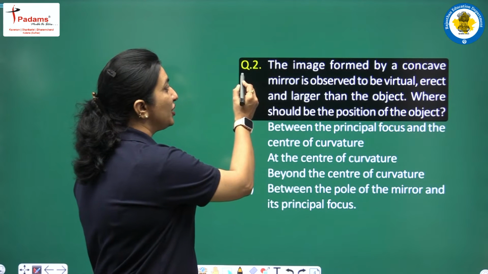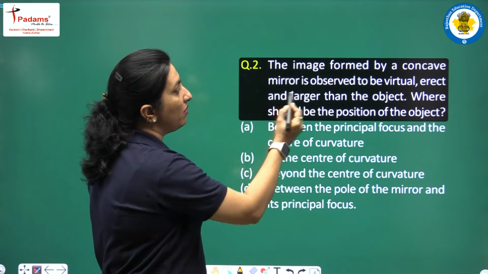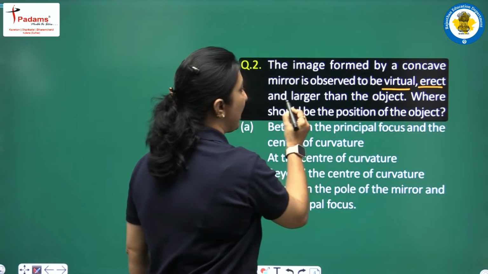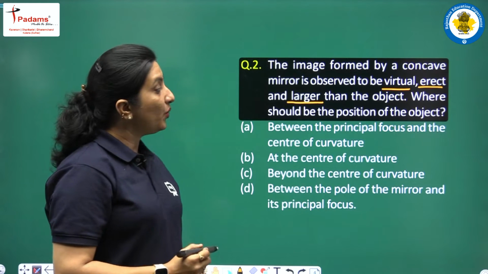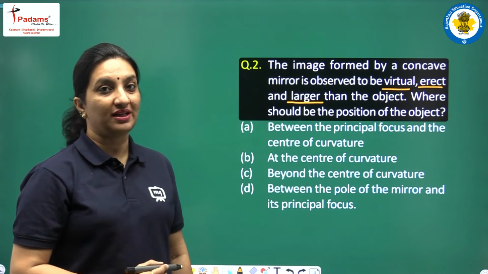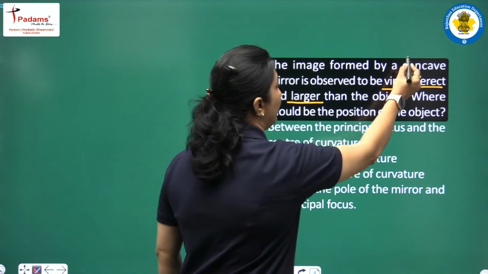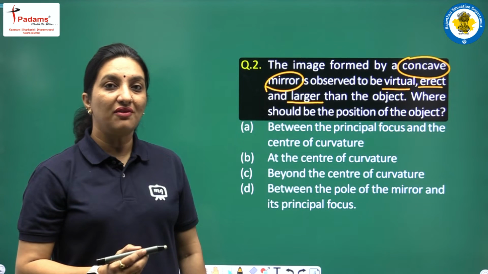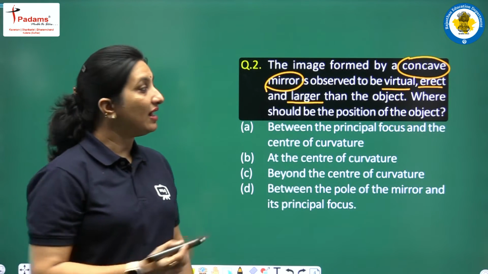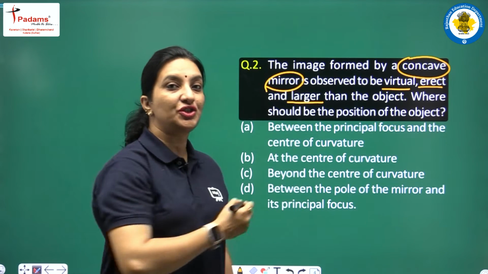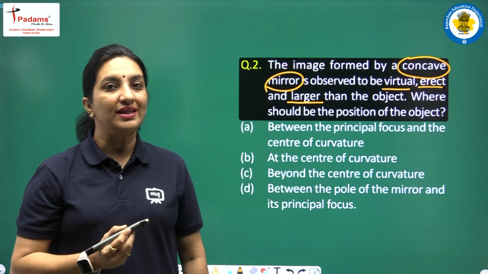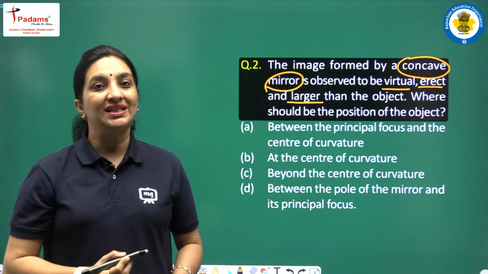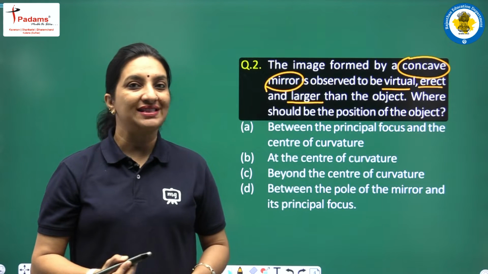Here question number 2 asks, the image formed by a concave mirror is observed to be virtual, erect and larger than the object. Where should be the position of the object? Now students, here we are given that we have a concave mirror, and for a concave mirror we know that we get a virtual, erect and enlarged or larger image only when the object is placed between the principal focus and the pole.